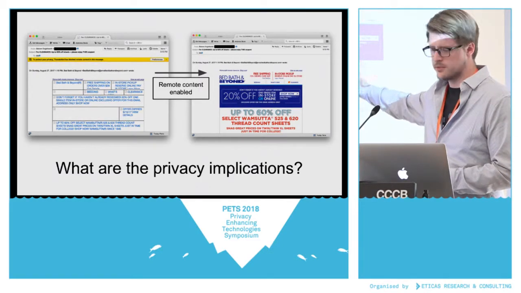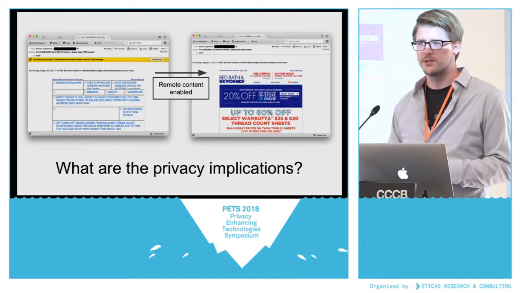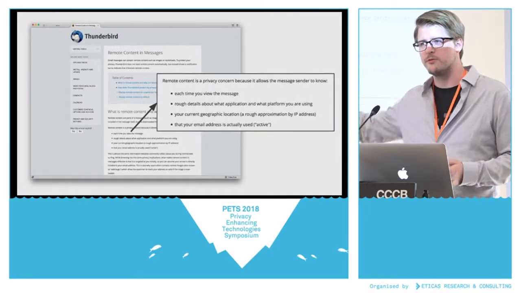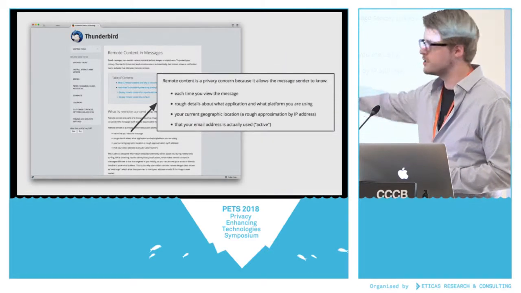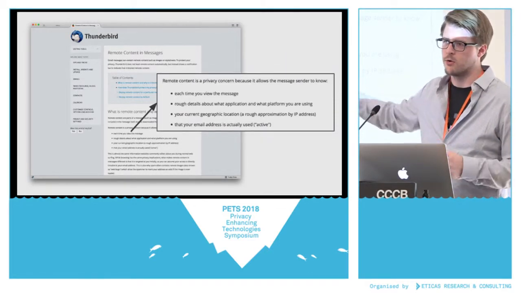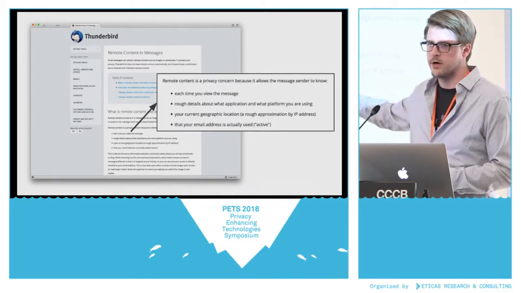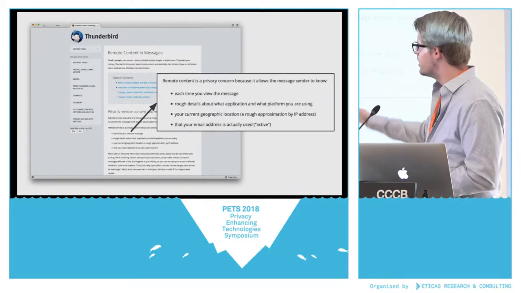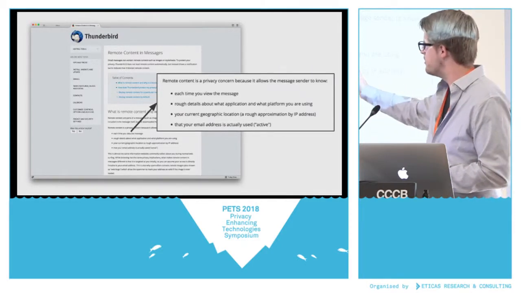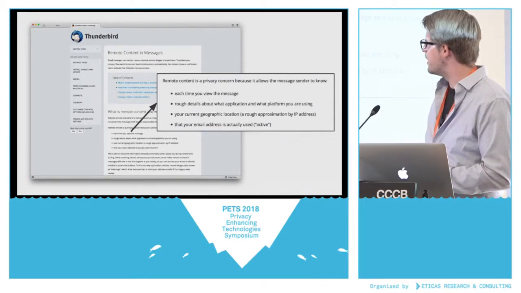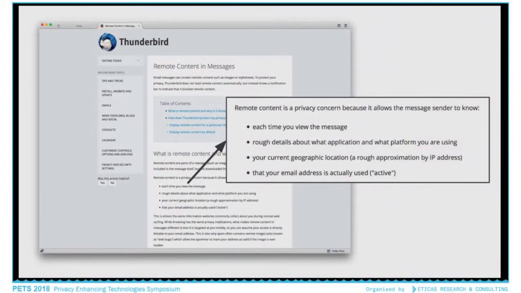If I'm a user who wants to figure that out, one thing I could do is check the help page. For example, for Thunderbird, I can go and say, why is remote content a problem? They have a learn more link if you go into the preferences. And they say basically what I summarized at the beginning of the talk, which is that a sender is going to know that you opened up the message, rough details about which application you're using, your geographic location through geolocation of the IP address, basic stuff like that.